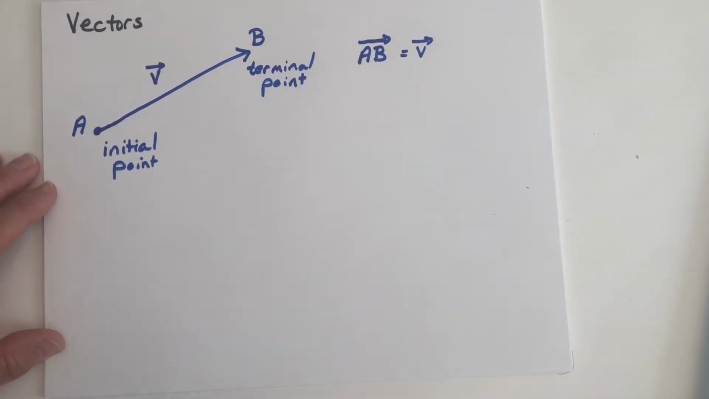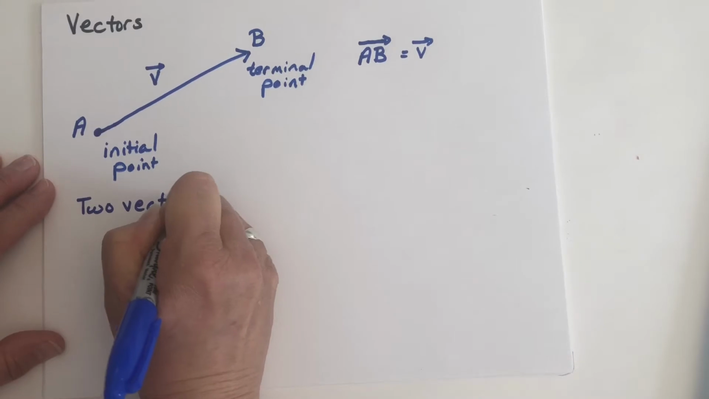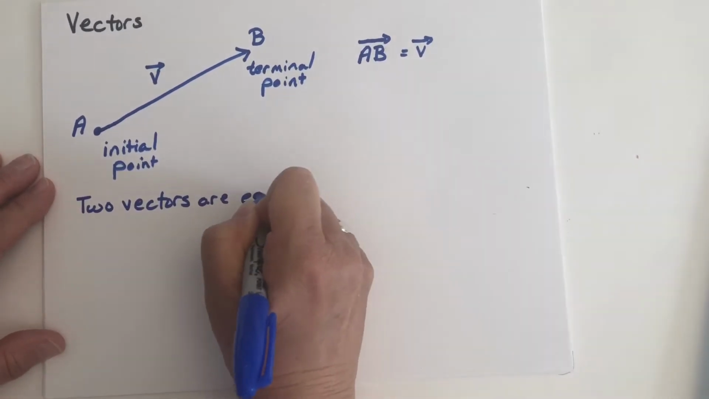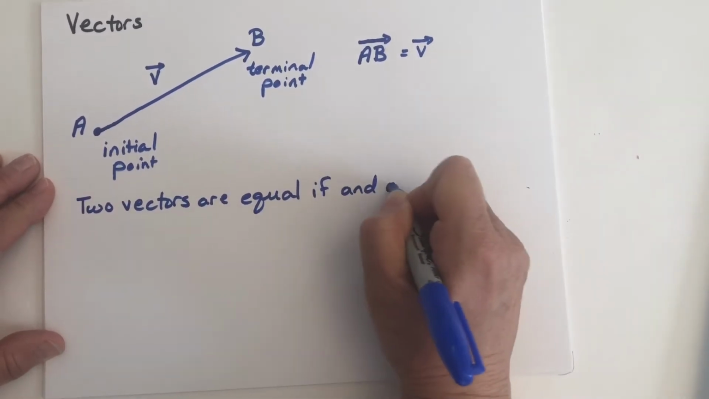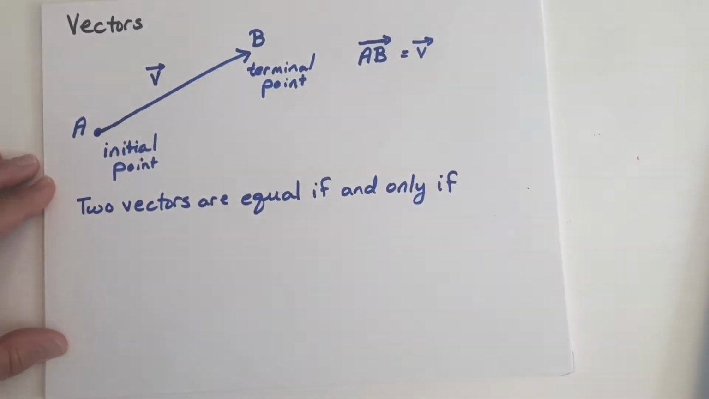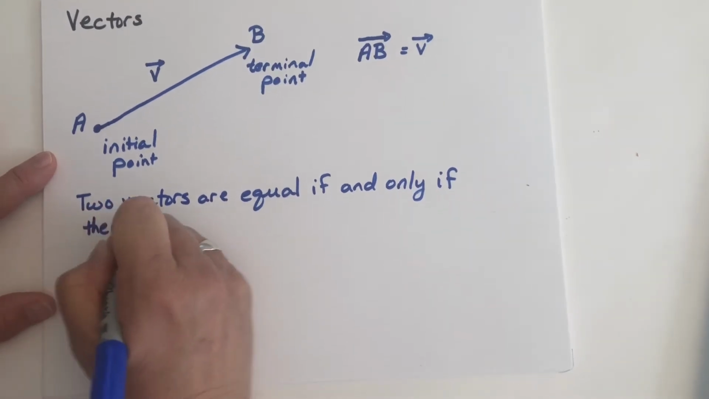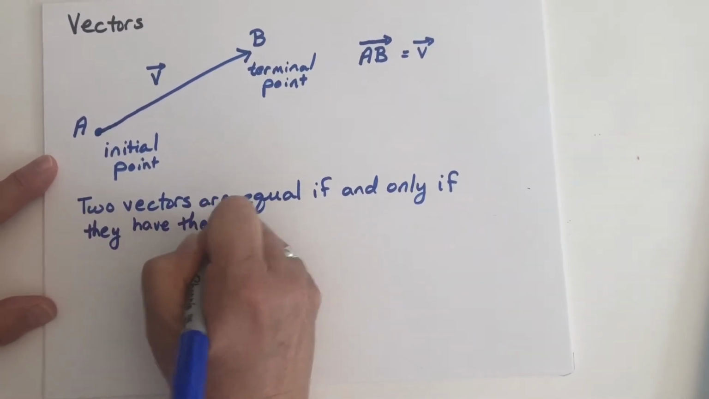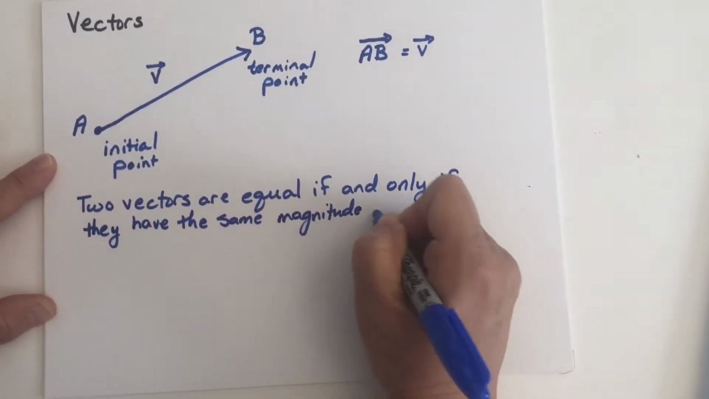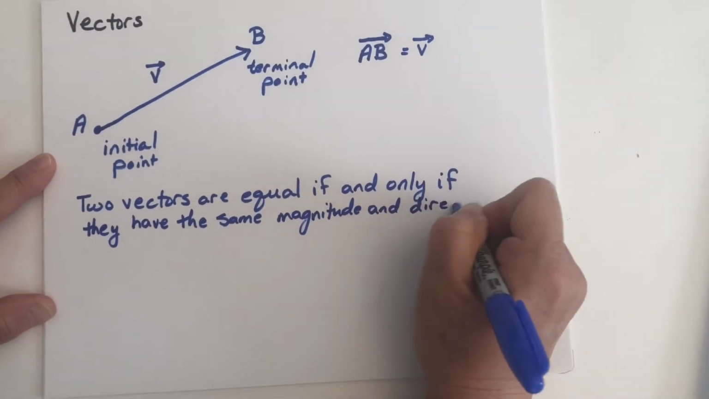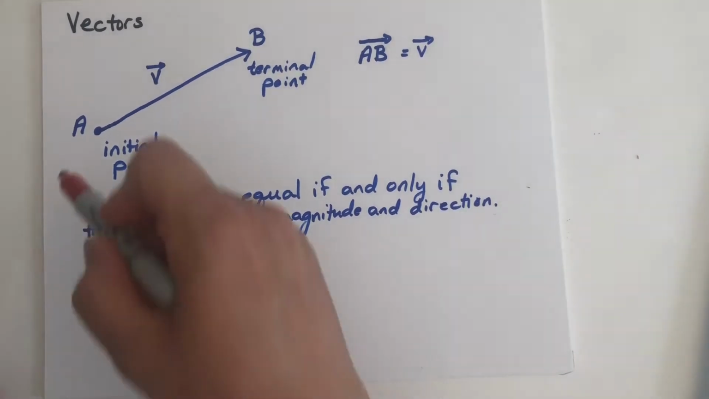When representing vectors, two vectors are equal if and only if their magnitudes and directions are the same. If they have the same magnitude and direction. So for example, let me just separate this here.